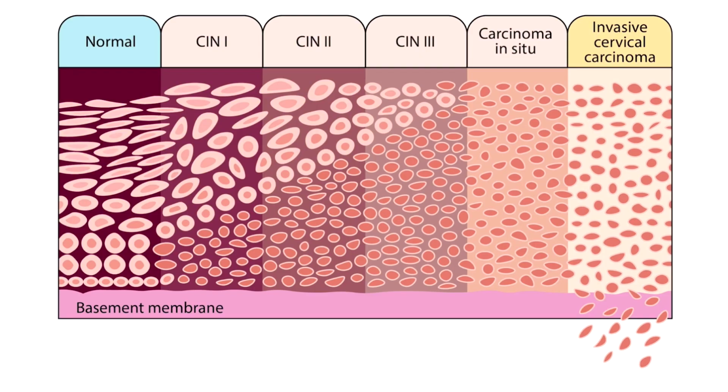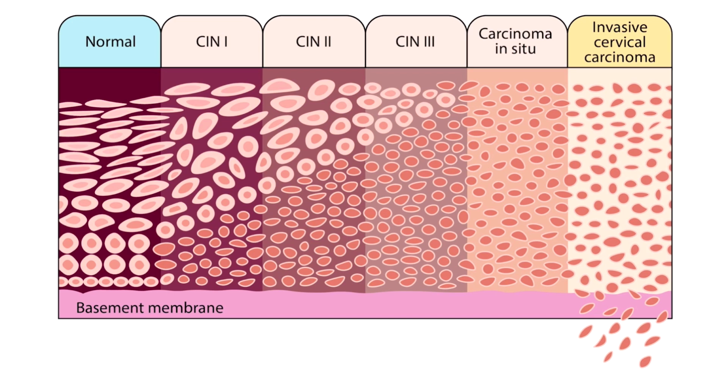Here's a figure of the cervical epithelium that depicts the progression from normal cervical epithelium on the left to full-blown invasive cervical carcinoma on the right. As mentioned on the previous slide, this progression begins with cervical intraepithelial neoplasia, which is classified into CIN1, CIN2, and CIN3 based on the extent of epithelial involvement.